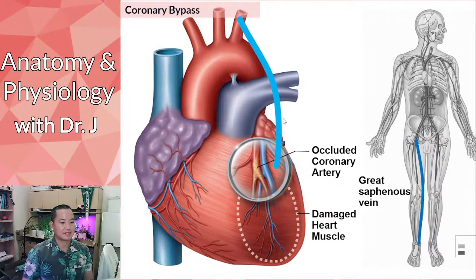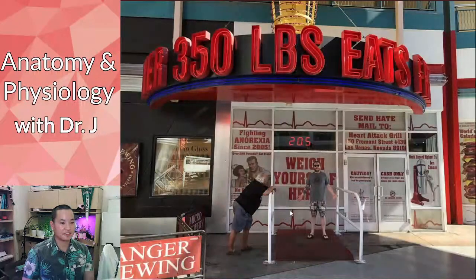We have a bypass that's going from an artery, carrying all the oxygenated blood, and going around that occlusion and supplying the damaged area over here. So now you're going to have what we call perfusion, and you're delivering blood around that occlusion. So now this damaged area that's being subject to ischemia can have its blood supply restored.